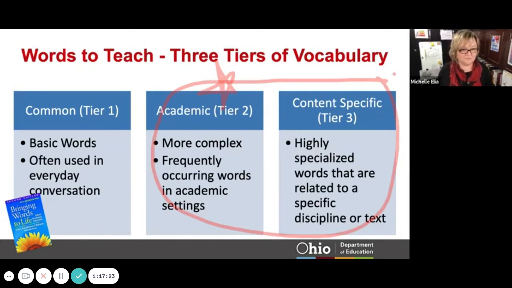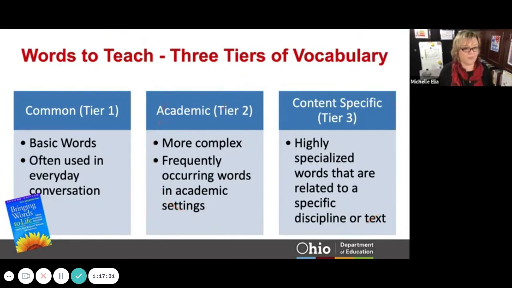Looking in the chat. And ELs will have gaps in tier 1. Yeah, exactly. Okay, well then I'm going to move on to the routine.